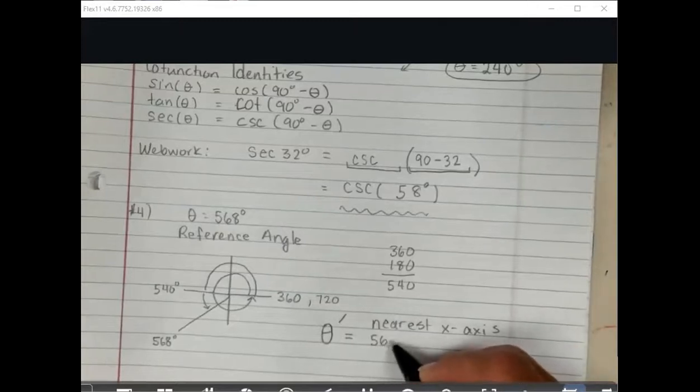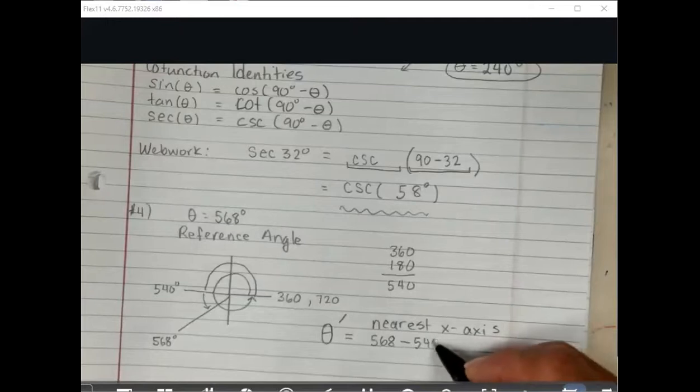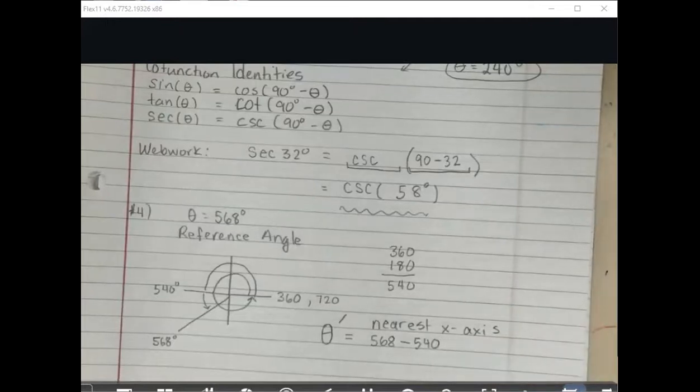So 568 minus 540 gives me the amount of distance that I've traveled from that x-axis. And so I guess that looks like 28 degrees as our reference angle.